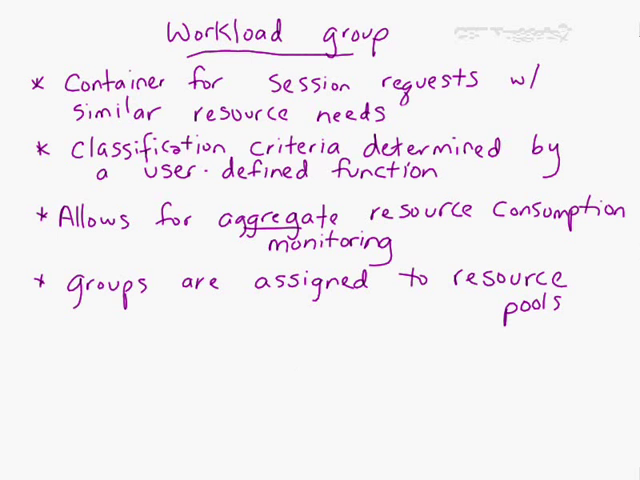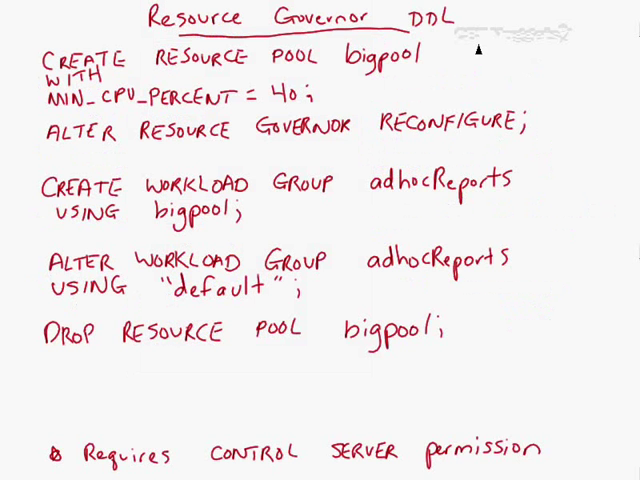Let's take a look at the DDL statements that need to be issued to make these changes. If we want to create a resource pool, we say create resource pool and give it a name. Then you can say with, and you specify which settings you want to set. So here I'm specifying a min CPU % of 40, and I'm not setting a max. So that will default to 100. Anytime we make changes, we want to say alter resource governor reconfigure.